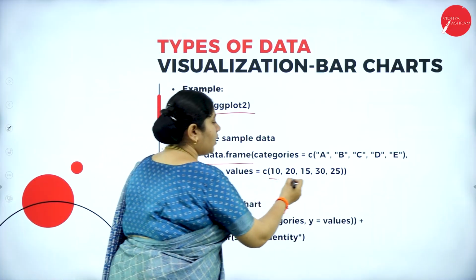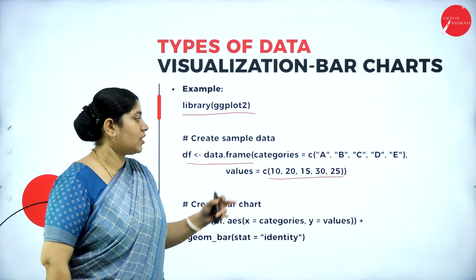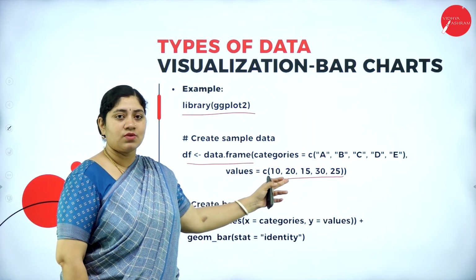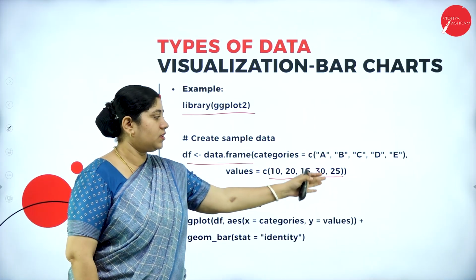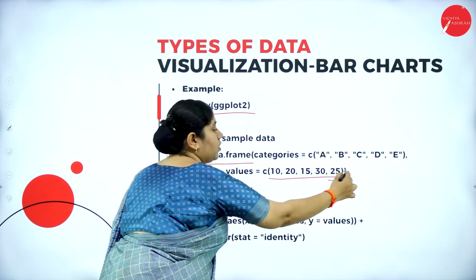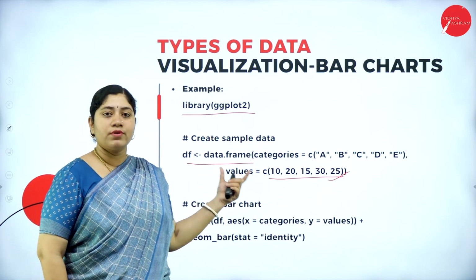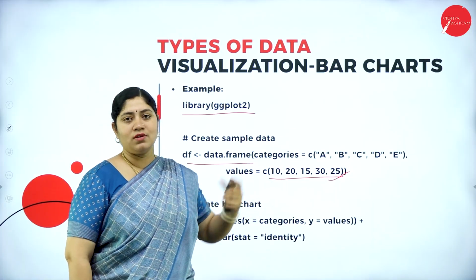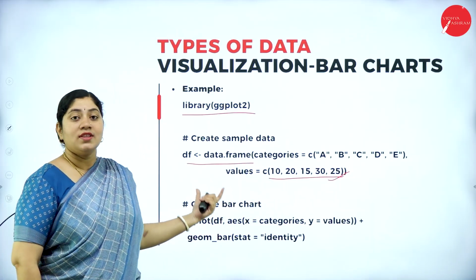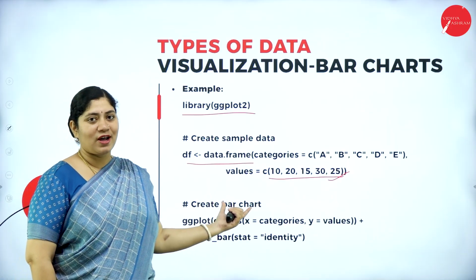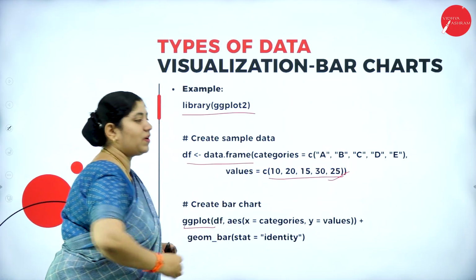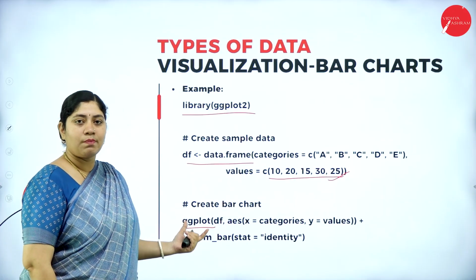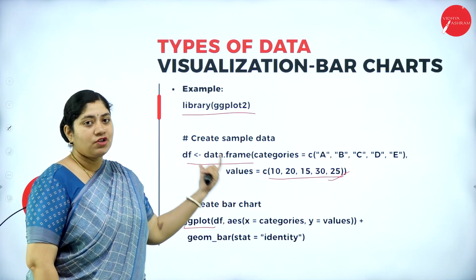Then for those categories, I am defining the values: for A, my value is 10, for B the value is 20, for C 15, D 30 and E 25. So we have defined a group of vectors in order to hold these values as well as the categorical values. Then, followed by the main step, we have to create a bar chart, correct? For that, I am defining this ggplot. This is a keyword which represents our data visualization.